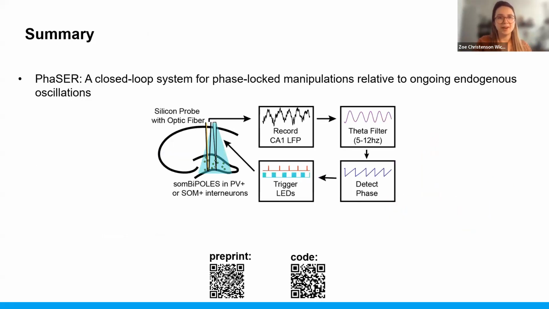So I think I'll wrap up there. I've walked you through PhaSER, the closed loop system I developed with Paul Phillipsburg, a grad student in the lab. And this allows us to deliver manipulations in real time to ongoing endogenous oscillations. I want to emphasize that PhaSER is really flexible. You don't need silicon probes to record your oscillations. You can use whatever recording method you would like. And you also don't need to use light to apply your manipulations. You could use an electrical stimulation or anything else that you can trigger with a TTL pulse.